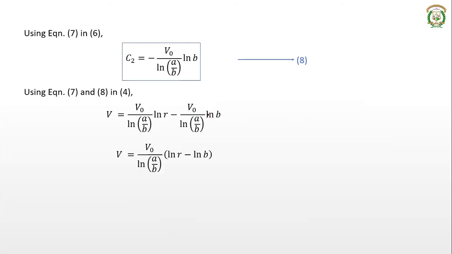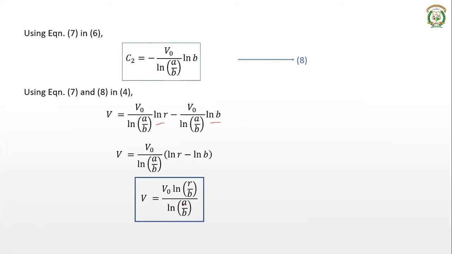If you take this common, then what remains? The factors are ln R minus ln B, right? Again, this ln R minus ln B can be written as ln of R by B. That's why we get the expression for V as V0 into ln of R divided by B divided by ln of A divided by B.